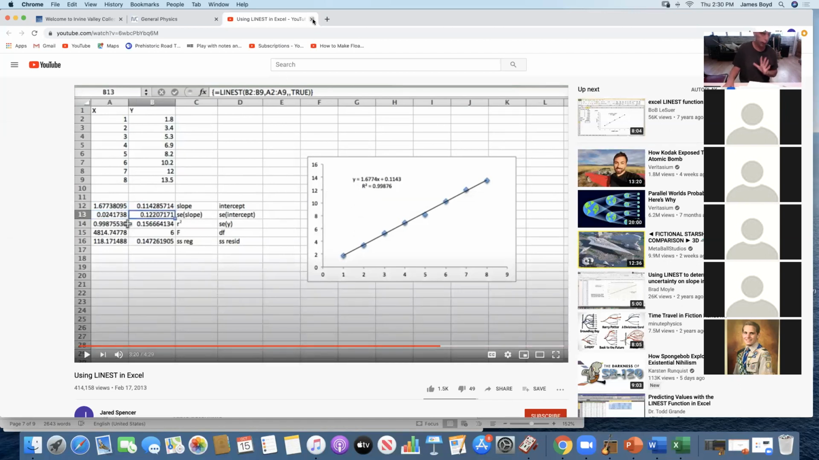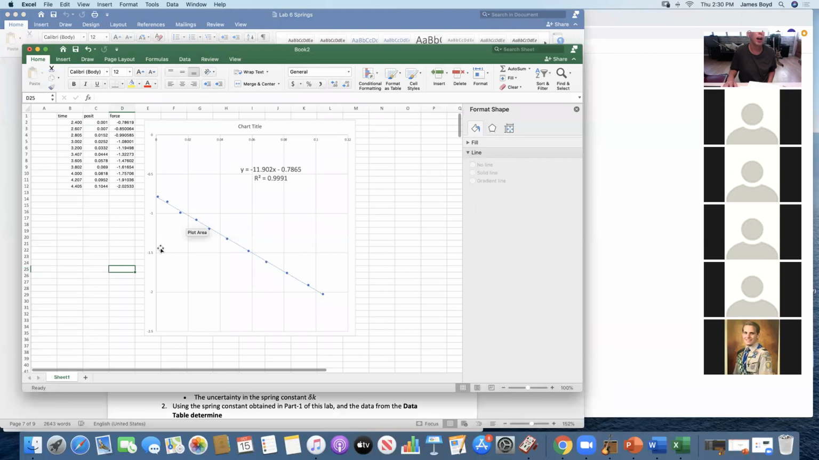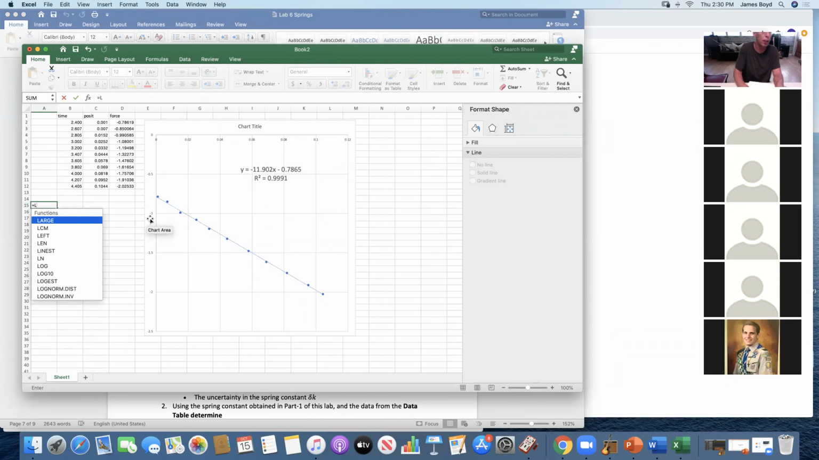So I'm going to try and get it to work for me right now. I will say the last time I tried this, it did not want to work for me. I don't know if it was my computer or what. My Y values are my force, so I just highlight them, put a comma. Then my X values are here. Put a comma, put another comma, and then true, and close the parentheses.